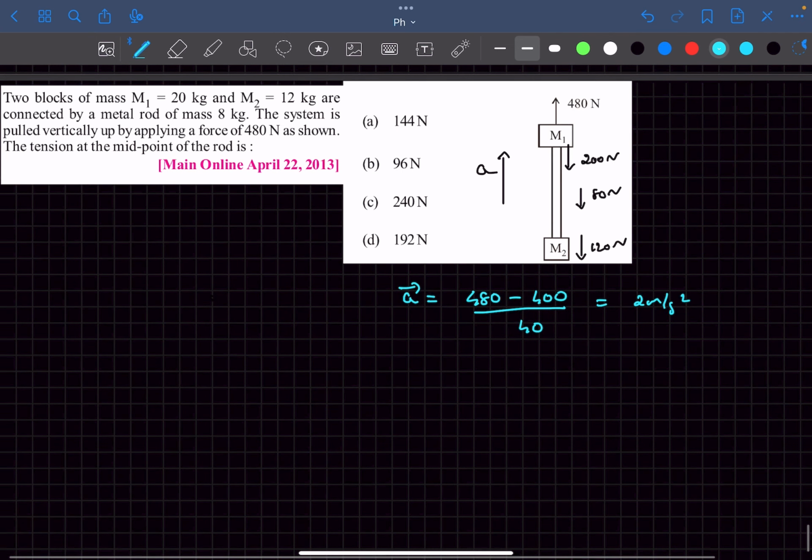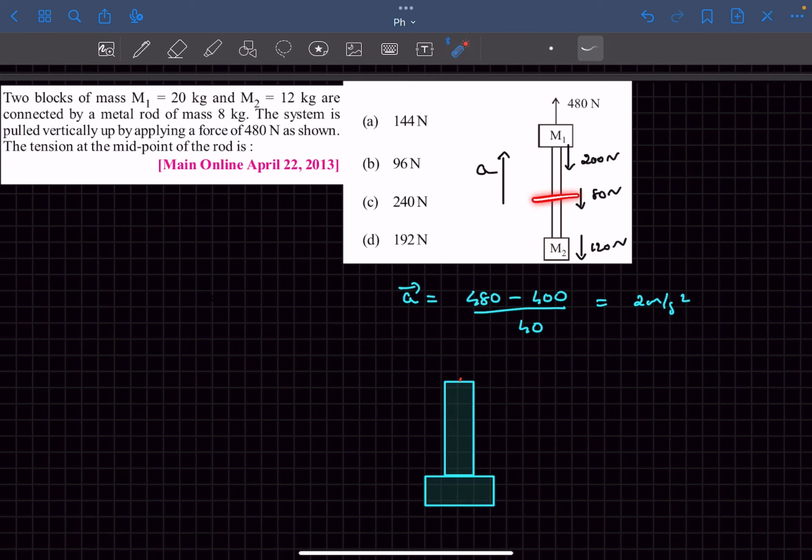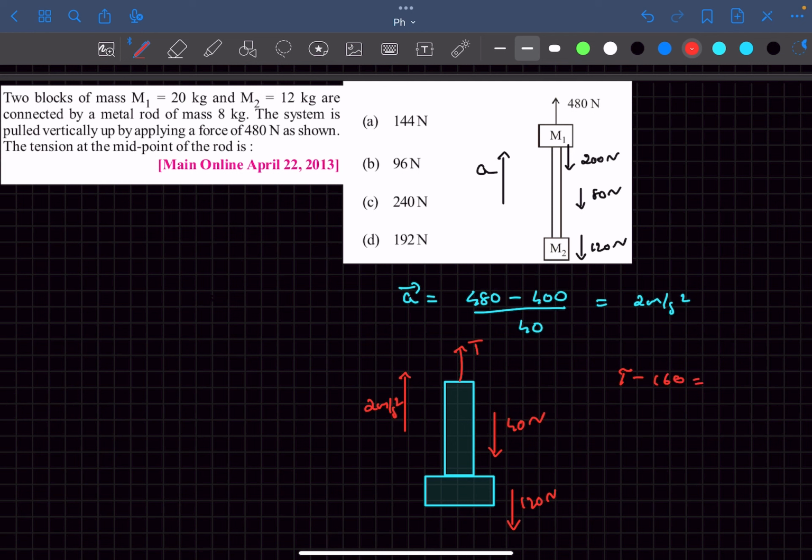Okay, so now as we need the tension at the midpoint, let's draw the FBD of this part of the structure. So the tension acting here, let's say it is T, we have to find T. So the weight of half of the rod is going to be 40 Newton, and the weight of mass M2 is 120 Newton. And we clearly know this structure is moving upward with an acceleration of 2 meters per second square. So we can say the net upward force, just T, minus the net downward force, which is 160, equals the mass of this part. So this is 4 kgs and this is 12 kgs. So the mass is going to be 16 kgs times its acceleration, which is 2. So the tension at the midpoint comes out to be 192 newtons.